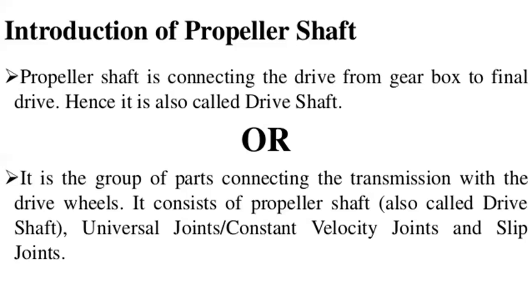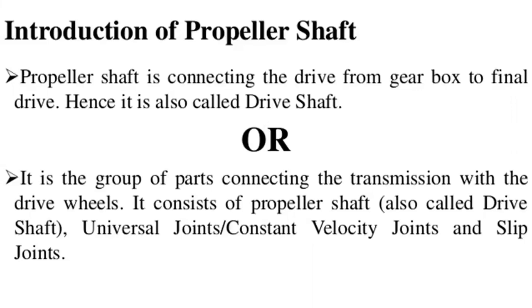Why is it called the drive shaft? It means the propeller shaft is connected through the driving shaft. In this connection, the engine connecting rod and the propeller shaft should be connected through one universal joint. That's why it is called a drive shaft.